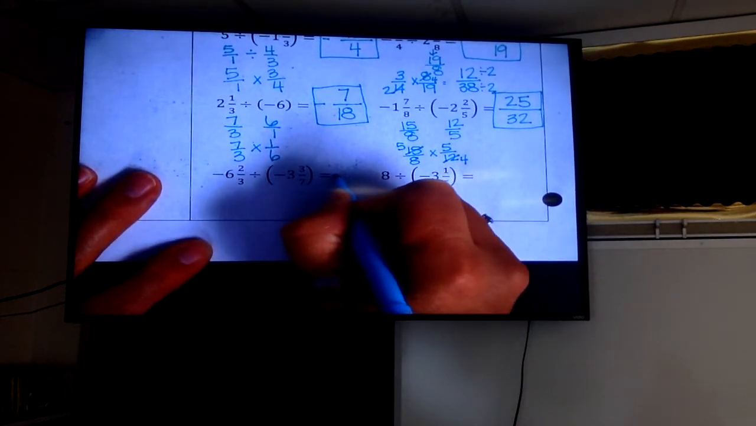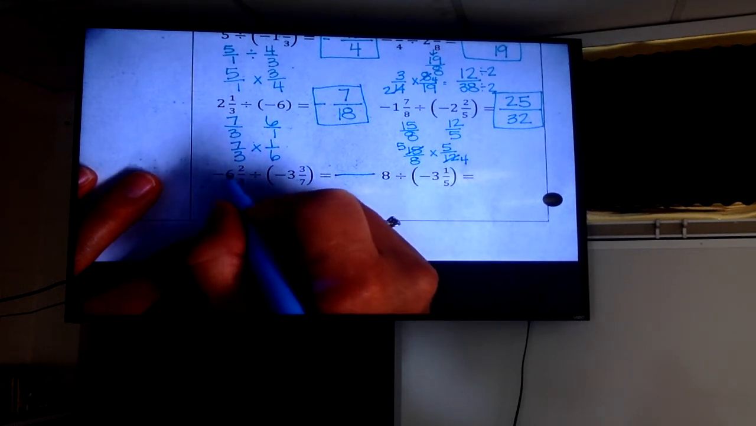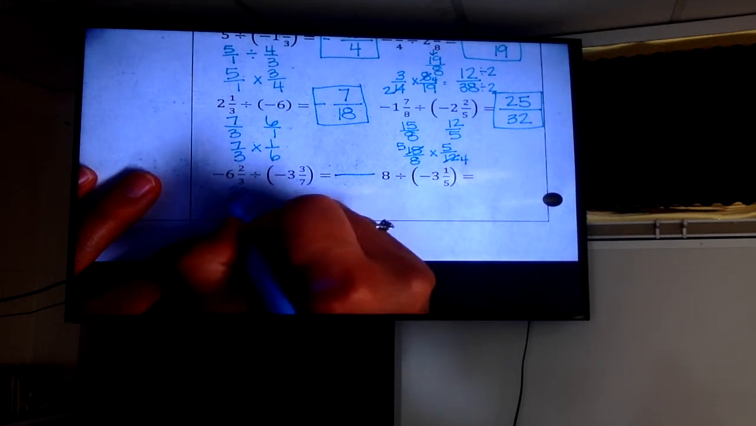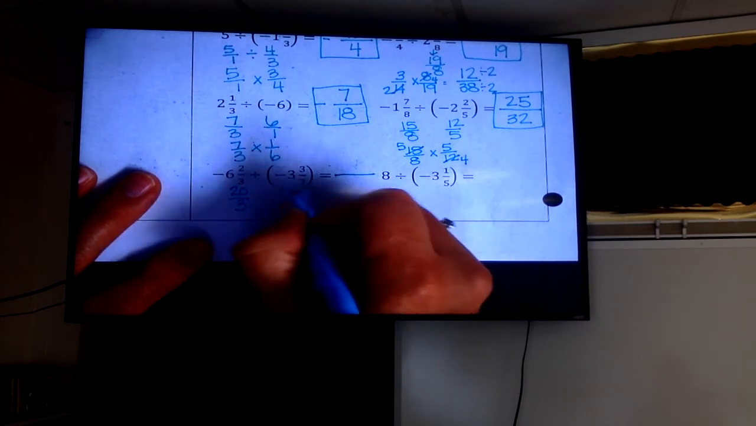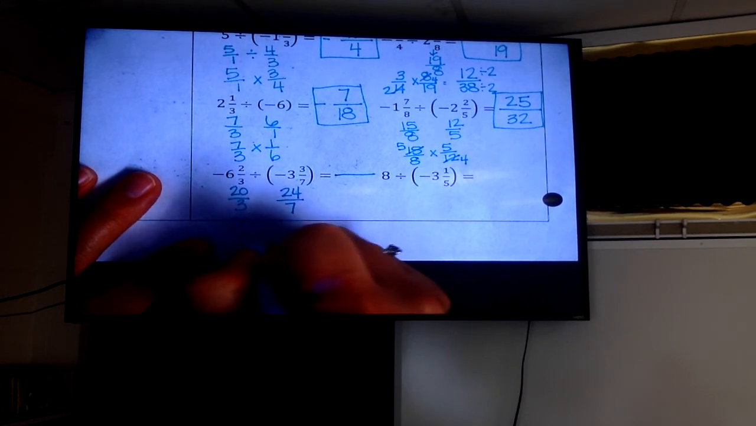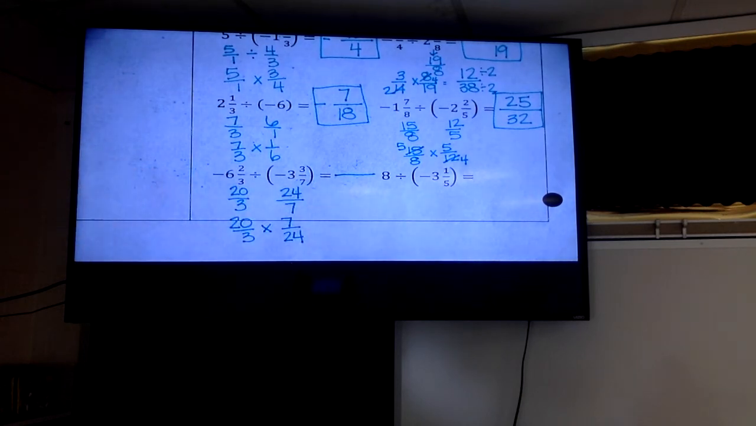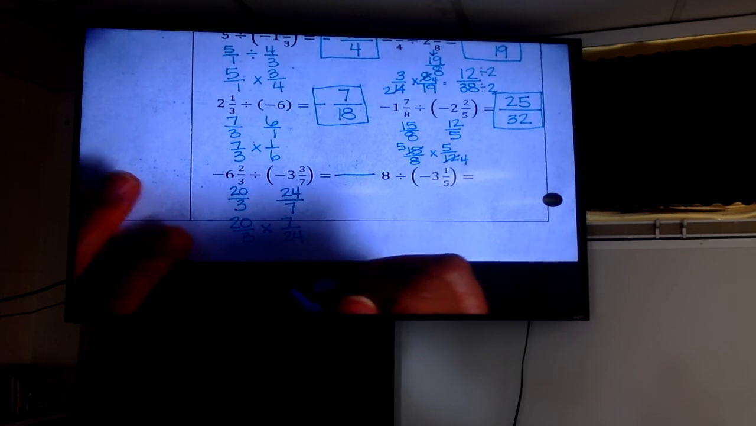So negative divided by negative is a positive, so I'm just going to make my fraction bar. Make improper. 3 times 6 is 18, plus 2 is 20/3. Do it here. 7 times 3 is 21, plus 3 is 24. Keep your denominator. Then I need to keep, change, and flip. And I've made them harder, so they're harder to find common factors. So look carefully. Okay, 20 and 24 share a common factor.